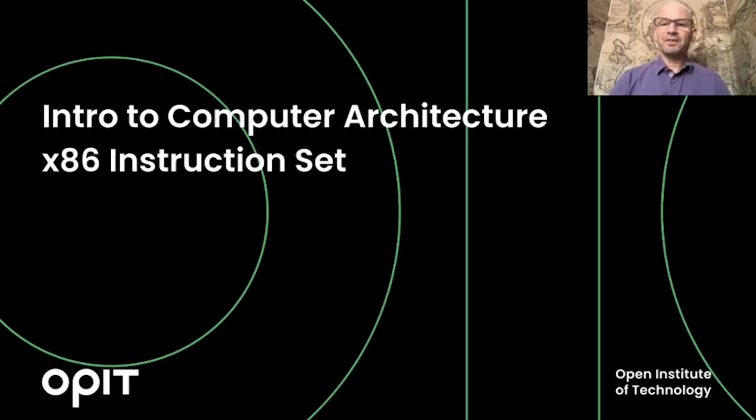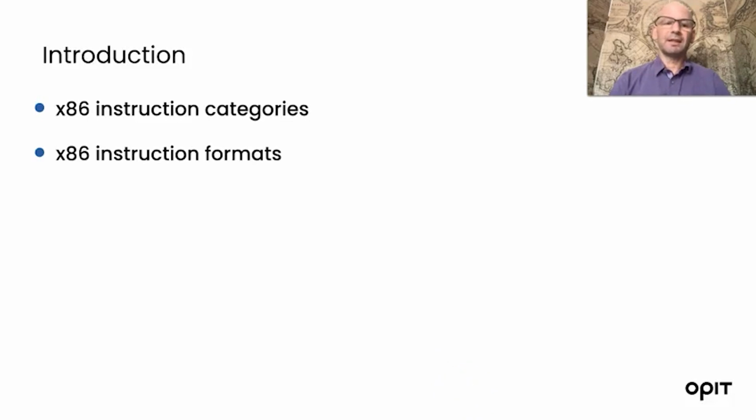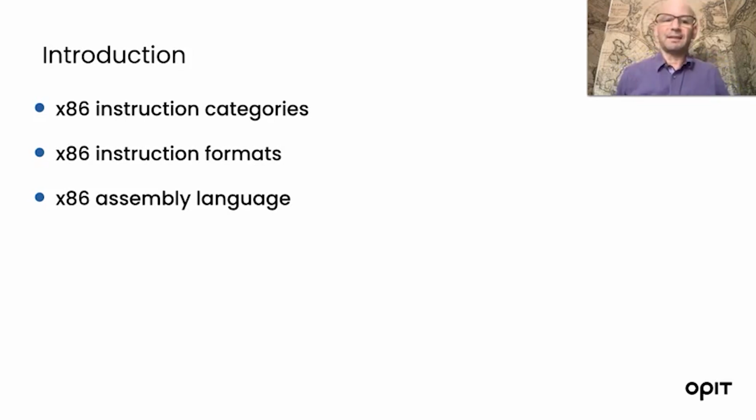So let's continue our discussion of the x86 processor architecture by taking a look at the x86 instruction set. In this session, we'll look at the instruction categories that are available with the x86. We'll look at the instruction formats. And then lastly, we'll take a look at an example of some x86 assembly language code.